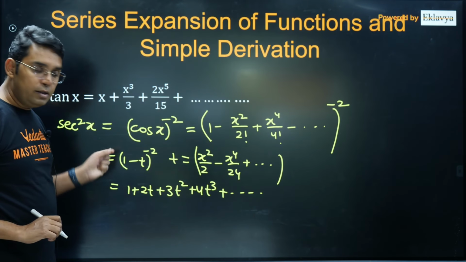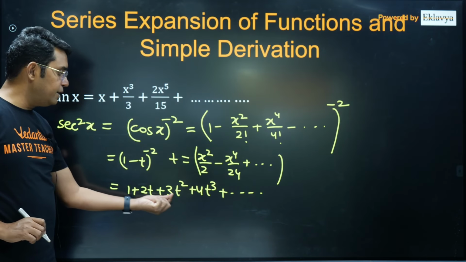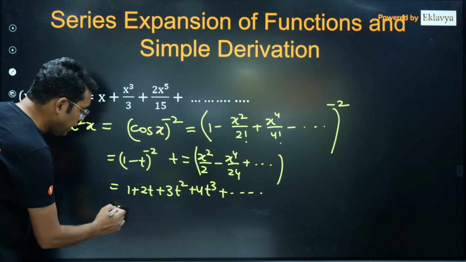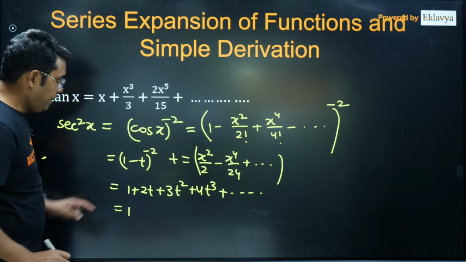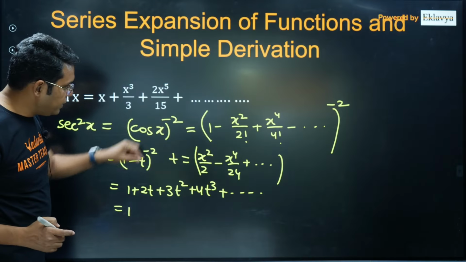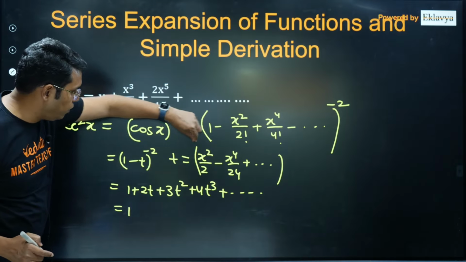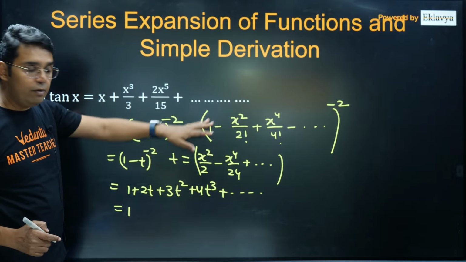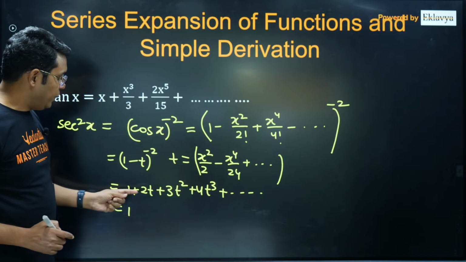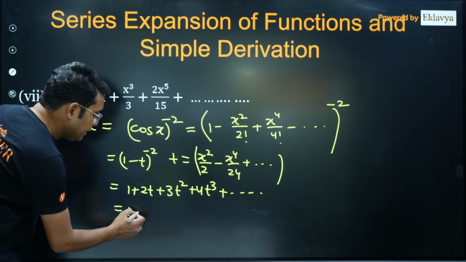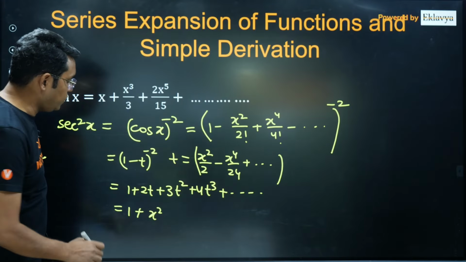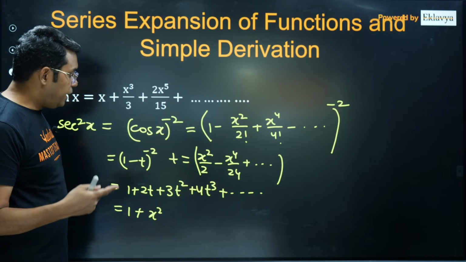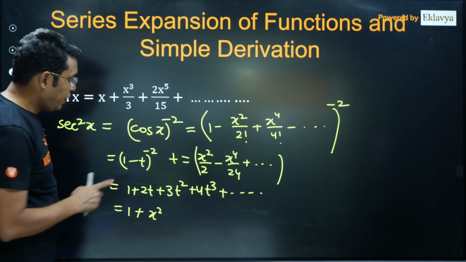Now I'll put the value of t in 2t, 3t square and so on, and I'll try to see what terms of x square I can get. So 1 here, and for x square I think I can only expect x square from t only, because in t square it will be at least x power 4. So 2t if you do, I think it becomes 1 plus x square, 2 into this thing x square, and then I need to know x power 4 term.